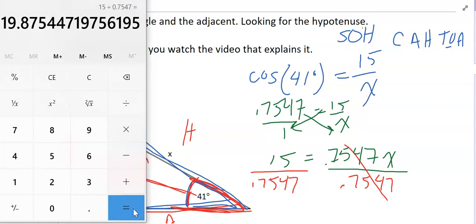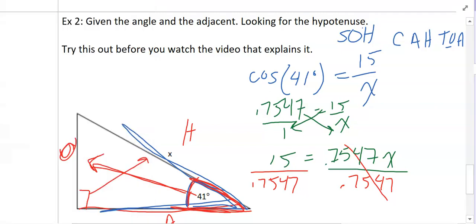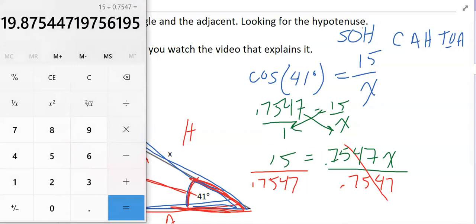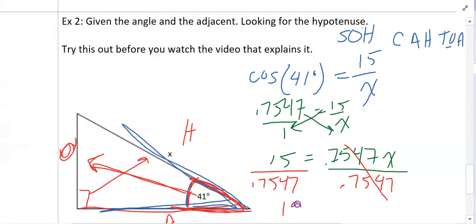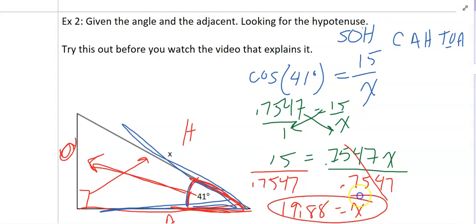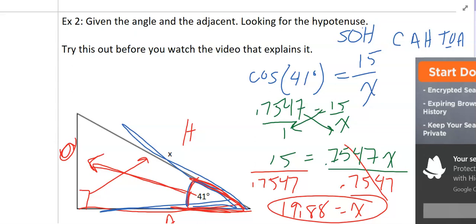That's the whole thing. Depending on how the question's asked, whether it's rounded to the tenth, hundredth, or thousandth, that's how you're going to show this. We'll just go to the hundredth. So 19.86, right? Because that 5 makes us round the 7 up to... 19.8, actually. What the heck am I talking about? 19.88 equals x. And there's your hypotenuse.